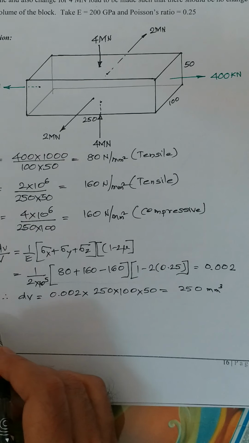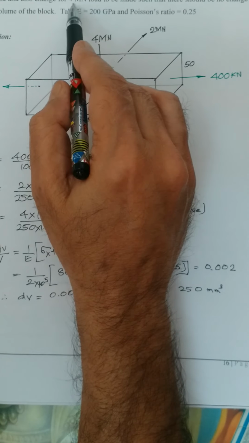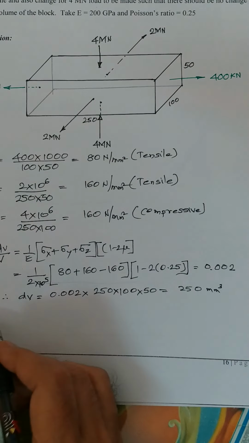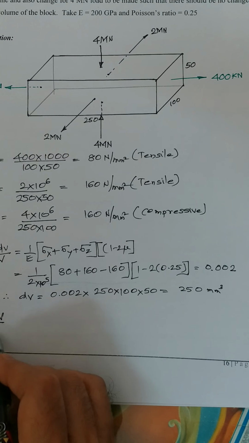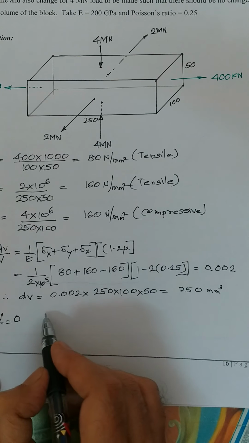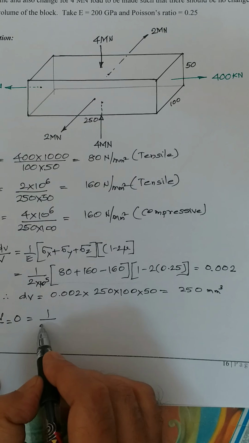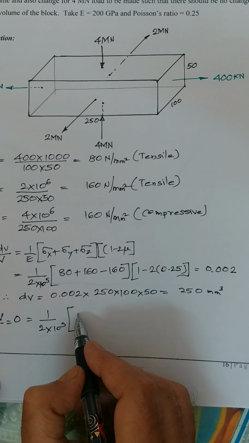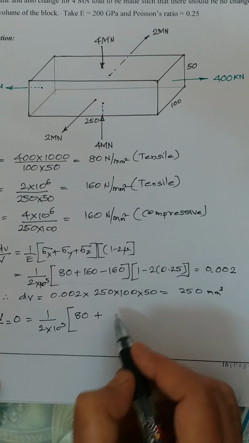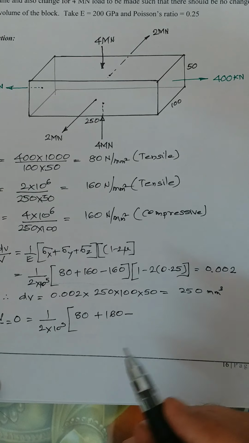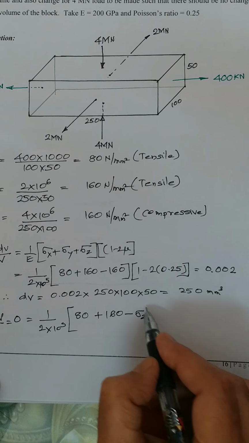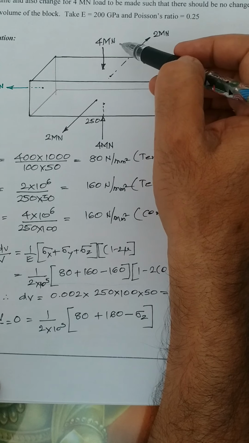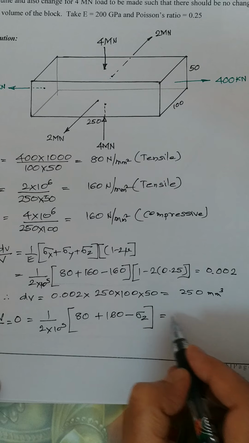Now the second part: what should be the change in the 4 meganewton load such that there is no change in the volume. So delta V by V should be equal to 0. That is 1 by E, that is 2 into 10 raised to 5, into sigma x is 80, then sigma y is 160, and sigma z you have to calculate because you have to change this 4 meganewton load such that the volume change is 0. So this should be equal to 0.